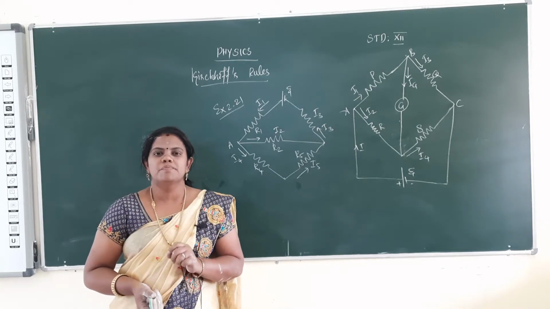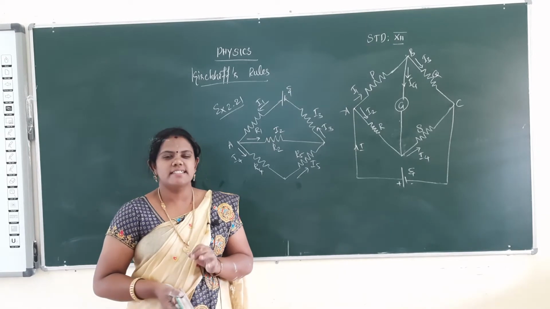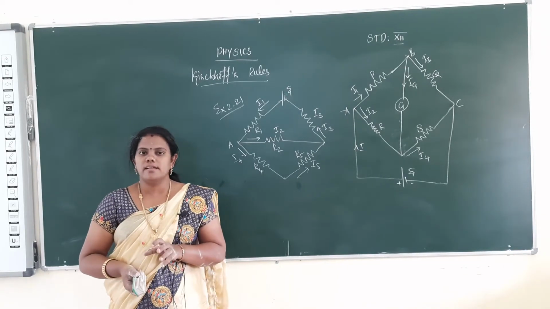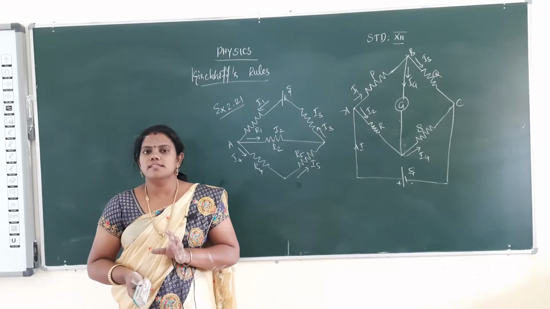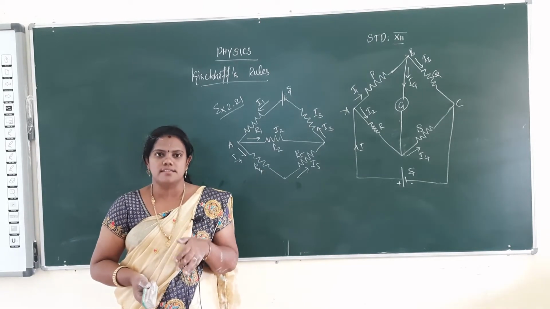Good morning, students. What was learned in the previous class? That is cells and batteries, power, energy. Cells are connected in series. How will you calculate the current in the circuit when the cells are connected in series and parallel, and then how to derive the internal resistance of the cell.